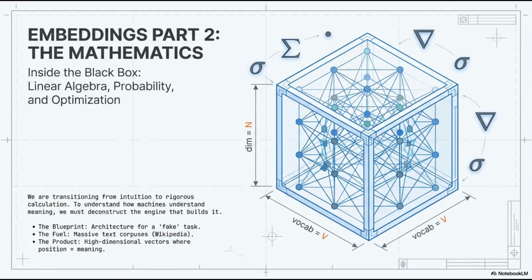We're going to look at the specific architecture of Word2Vec. We're going to calculate the dot products, derive the loss function, and learn the specific mathematical trick, negative sampling, that makes training on billions of words actually possible. So let's do the math.